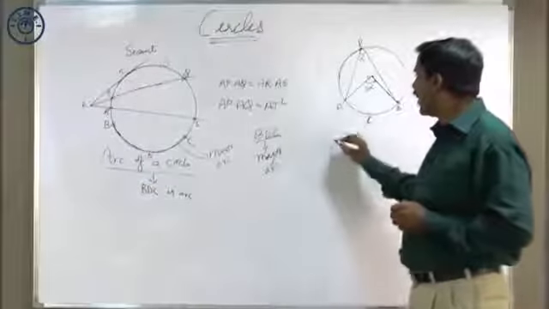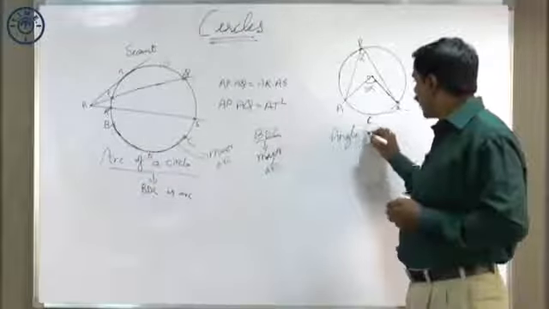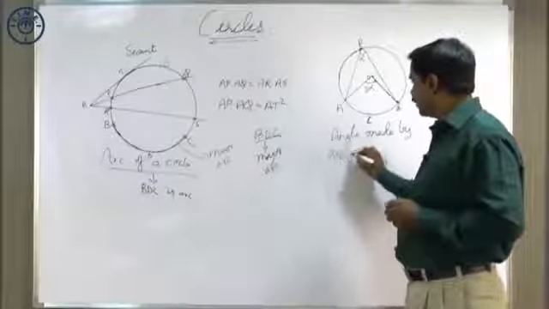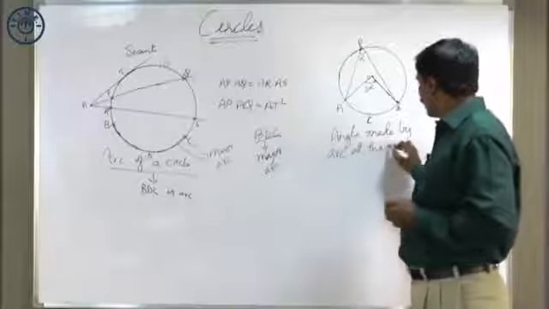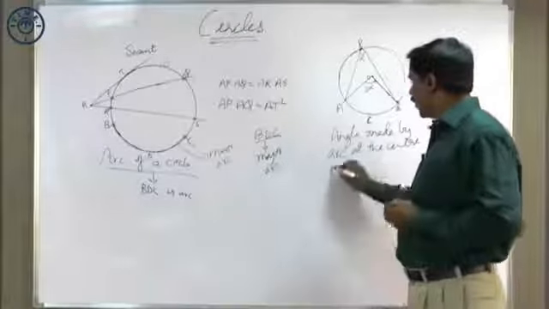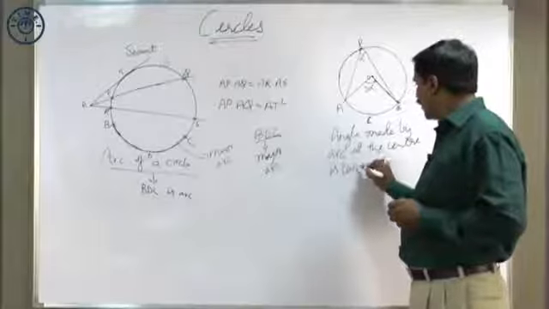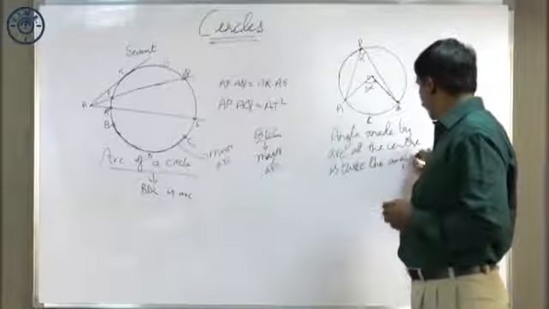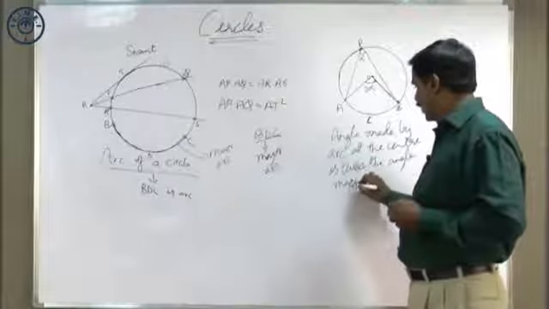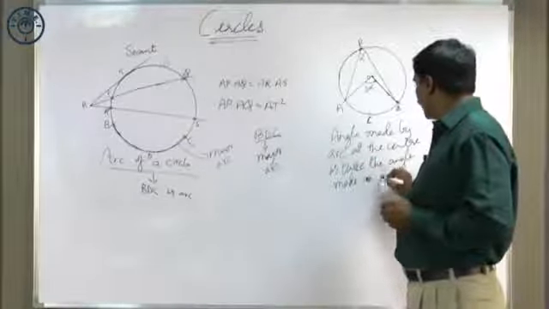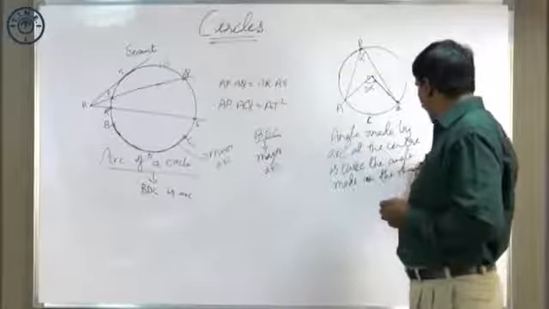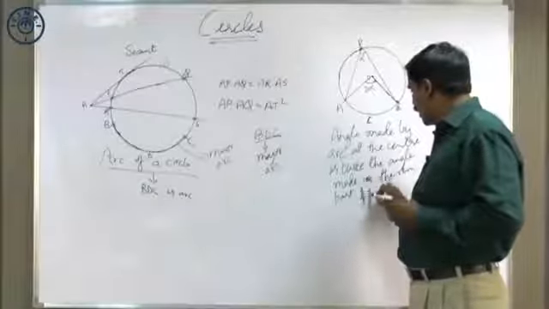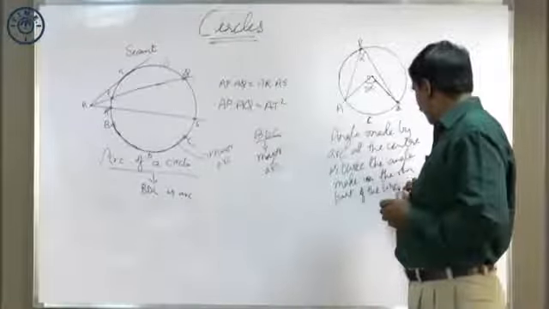So the angle made by an arc at the center is twice the angle made in the remaining part of the circle. This is one of the important theorems that we will be using for answering questions based on circles.